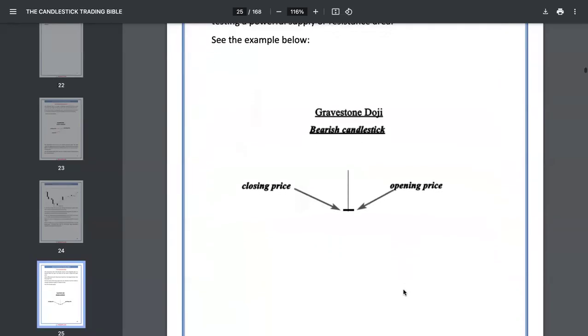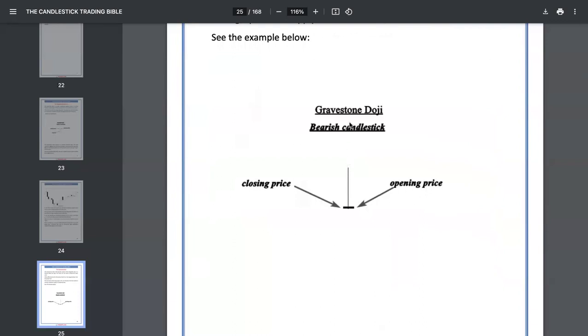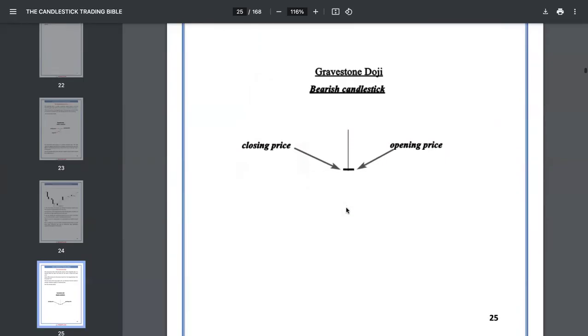So we can see in the example below, we have a Gravestone Doji, which is a bearish candlestick pattern. Here you can see the psychology of what's going on. The buyers came in, they pushed it all the way to the top here, and then the sellers were stronger. They flexed their muscles and they pushed it all the way down, and then we have the opening and the closing at the bottom here.